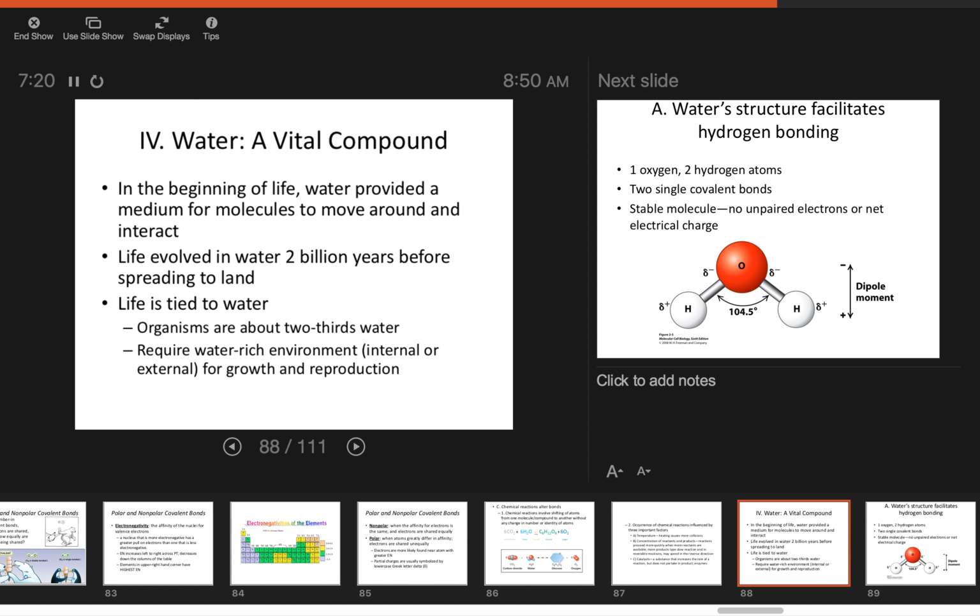Okay, moving on to properties of water, which is a vital compound. Obviously, at the beginning of life, water provided a medium for these molecules to move around and to interact. And life evolved in the water first, 2 billion years before spreading onto land. Life is obviously tied to water. Most organisms, actually, I would say almost all, have about 2/3 water in them, and we require a water-rich environment, either internally or externally, for growth and reproduction.